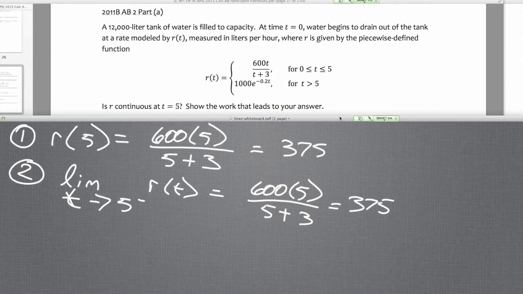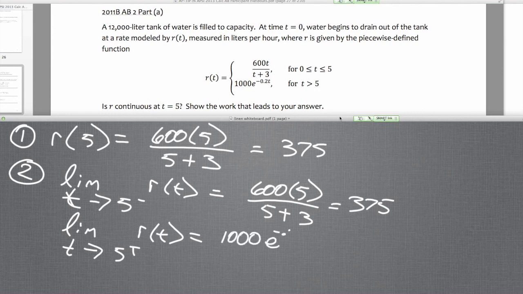Then I need the limit from the right. Where do I plug in to get the limit from the right? The bottom. So that would be 1,000 e to the negative 0.2 times 5. Somebody punch that in and give that to me. I want to say it's 367 something. 367.879. Yes. Okay.